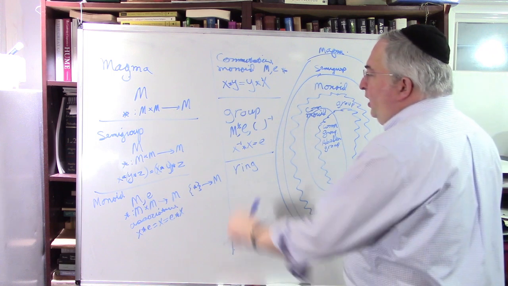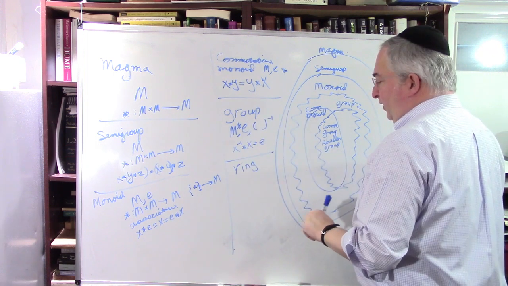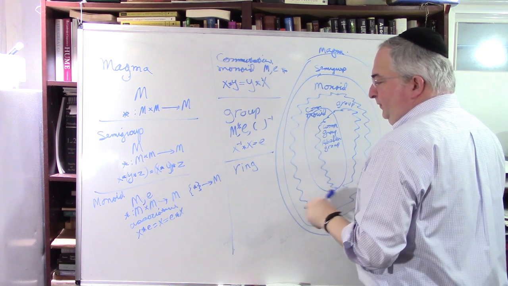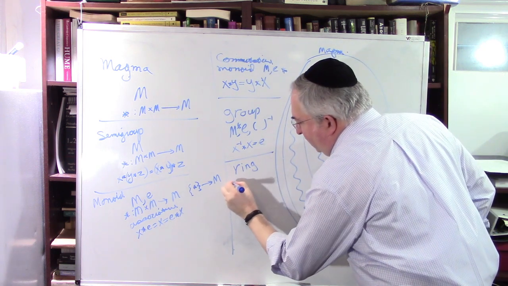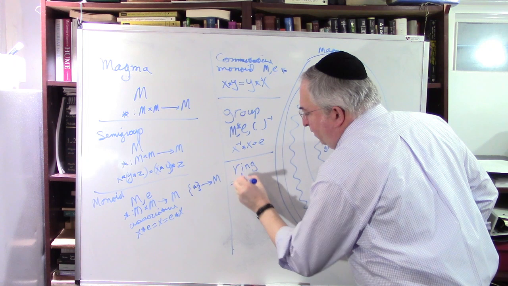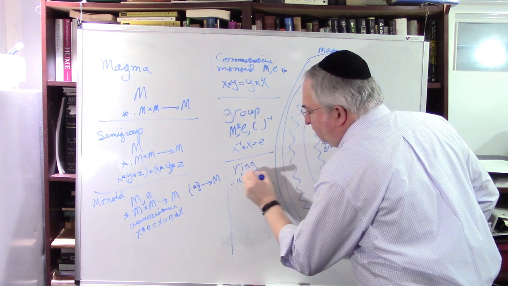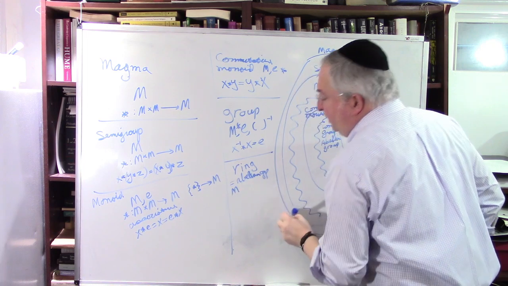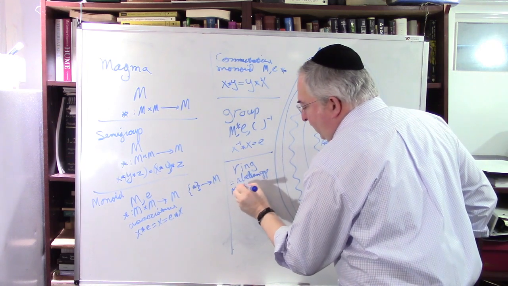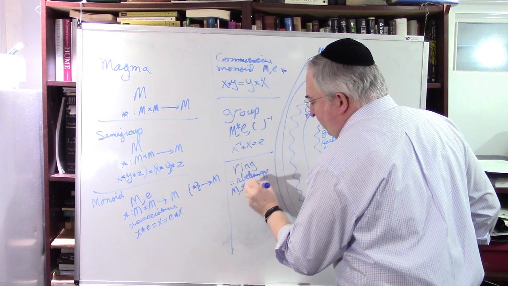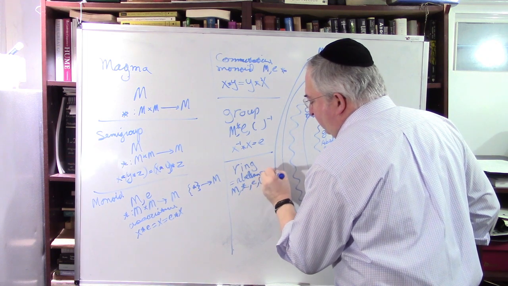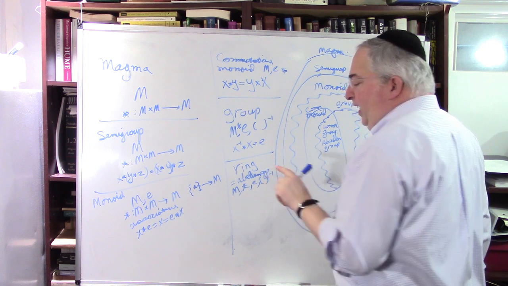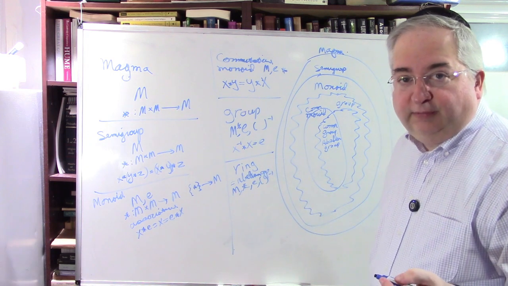A ring is a group, I'm sorry, even more. It's an abelian group, it's a commutative group. So what's a ring? It's an abelian group. That means it has a set, it has an operation, it has an identity, it has an inverse, it's commutative, but it has another operation.